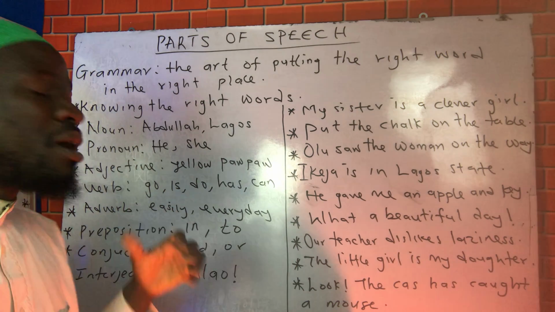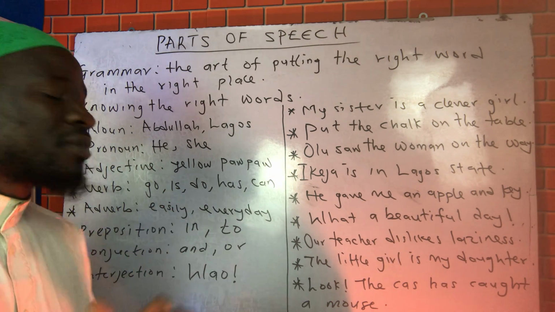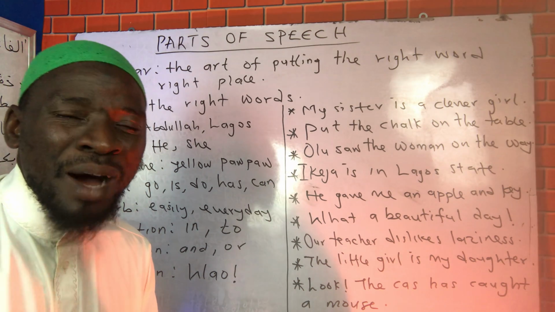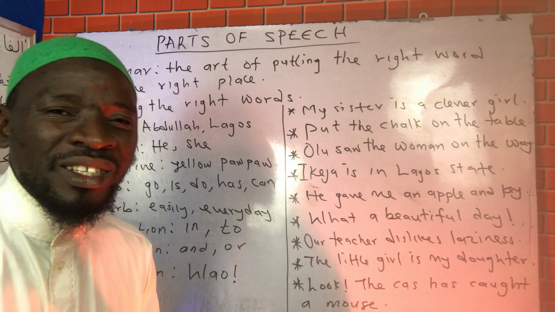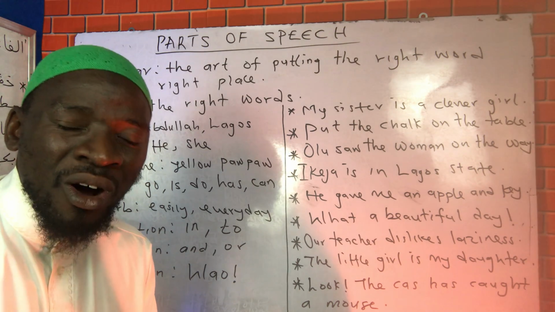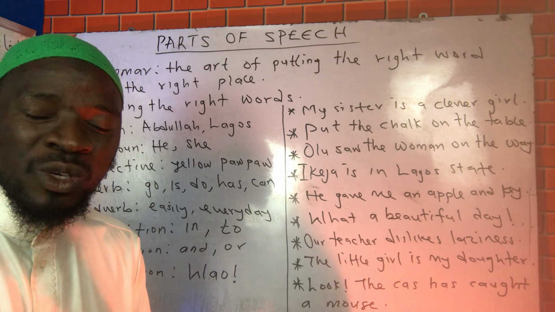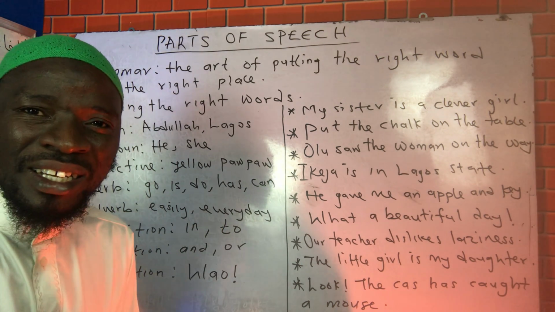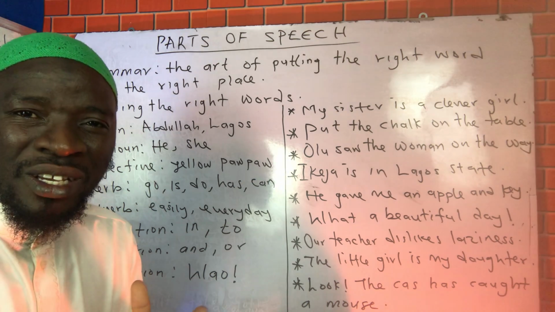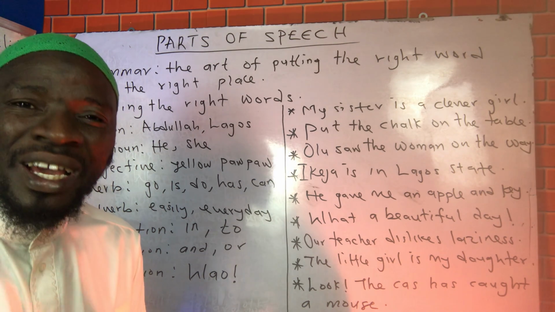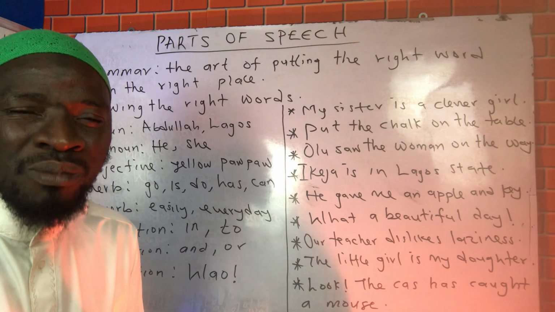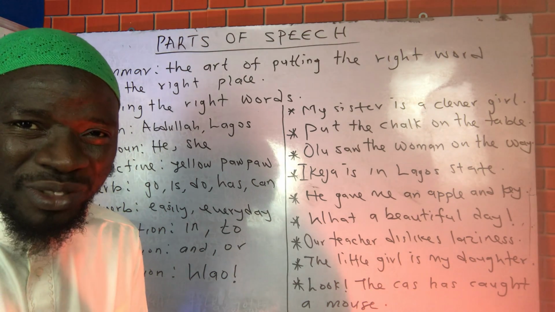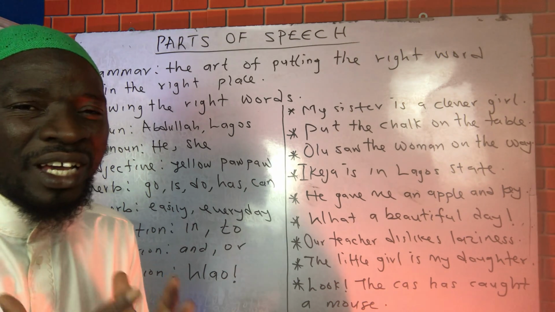Then you also have the adverb. Adverb is a word that is used to tell us more about the verb. It qualifies the verb. For instance, the word easily, every day, yesterday. These are words that tell us when an action is performed, how an action is performed, how often an action is performed. So these are the functions of the adverb.